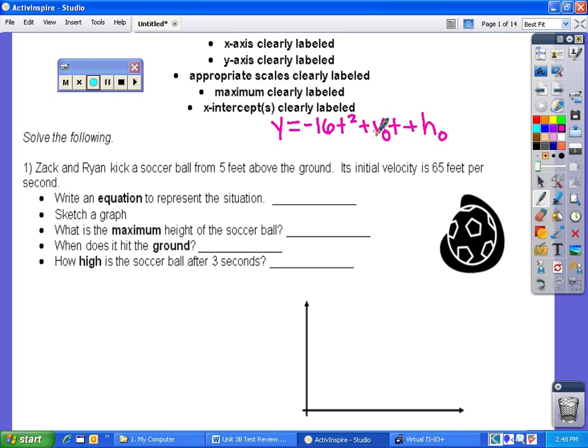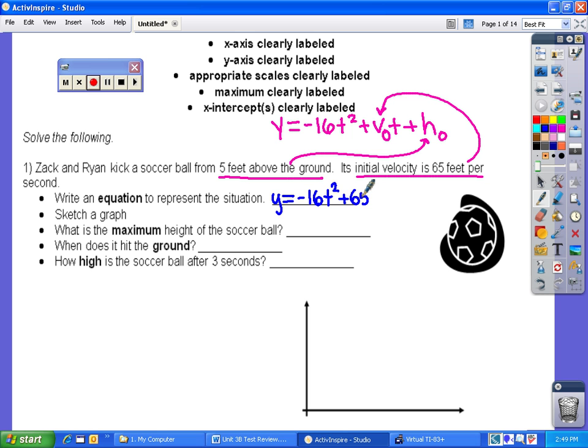The V0 stands for initial velocity, and this stands for initial height. So your initial velocity here is going to go in for V0, and your initial height is 5 feet above the ground. That's going to go for H0. So your equation should be y equals negative 16t squared plus 65t plus 5. I'd rather you use t and not x, please.